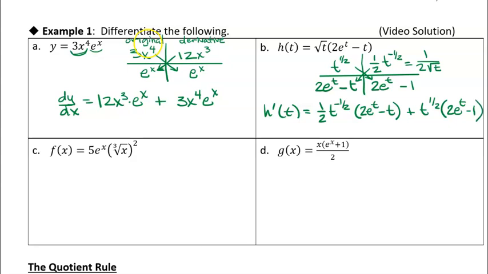All right, there we go. So let's keep going here. Let's see this next one. Now I can use the box method again on this. So let's just go ahead and do that. So the first function I'm going to call 5e to the x.